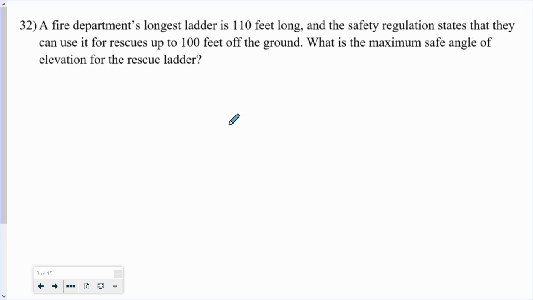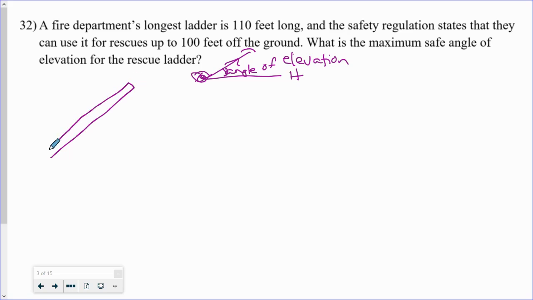Okay, fire department longest ladder. They can use it for up to 110 feet off the ground. That's vertically off the ground. What's the safe angle of elevation? Angle of elevation is with respect to the horizontal and your line of sight, when you're looking up at something. That's your angle of elevation right there. It's always with respect to your line of sight and the horizontal. So they have a ladder leaning up against some building. There's your ladder.